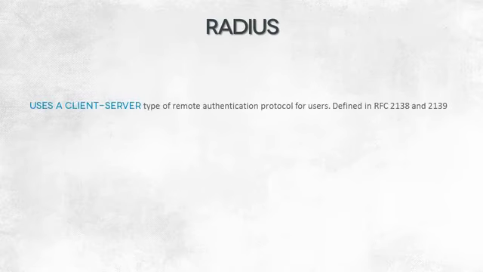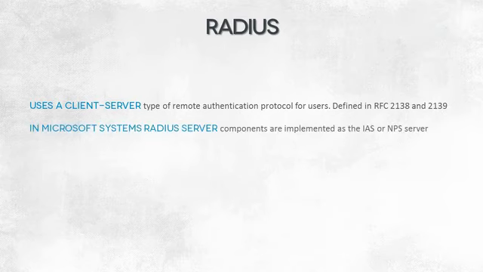We mentioned that it's necessary to confirm the identity of the remote user. There's a special type of server providing such services. It's called the RADIUS server. In the RFC documents, this standard is labeled with the numbers 2138 and 2139. In the Microsoft environment, it's been implemented as the IAS or the NPS server.